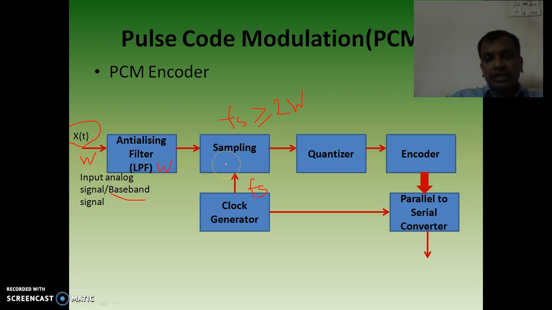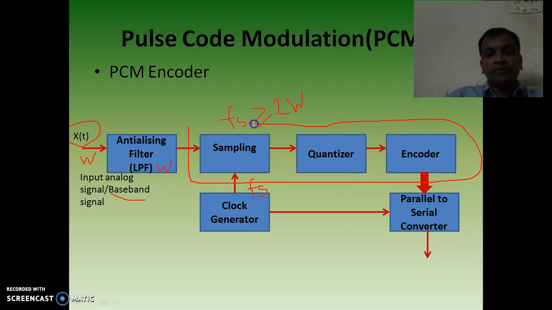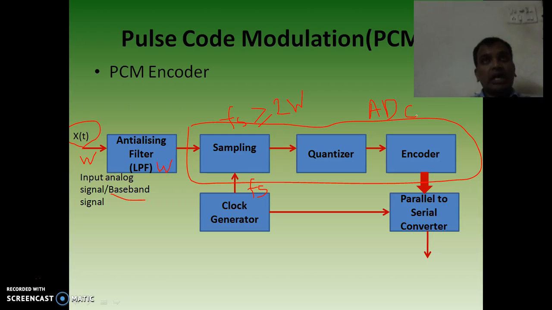Then the signal is sampled and given to the quantizer. We'll see in detail the quantization process. Then we'll look into the encoder, how the quantized pulses are encoded in the form of bits. These three steps together, sampling, quantizer and encoding, are nothing but an analog to digital converter. The sampling process we have already discussed.